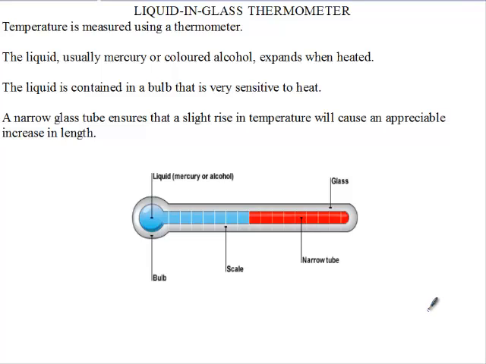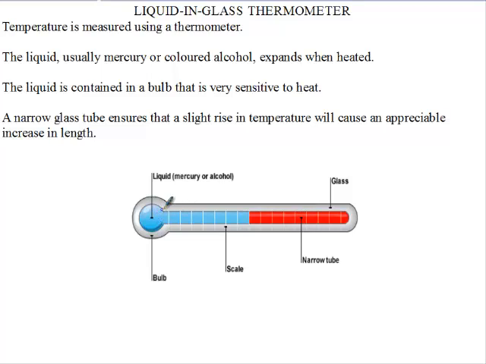The instrument used in measuring temperature is a thermometer. Now, with thermometers, we have different types of thermometers. We have the digital thermometer that indicates the temperature by showing some numbers. We also have a thermometer that we call liquid in glass thermometer.